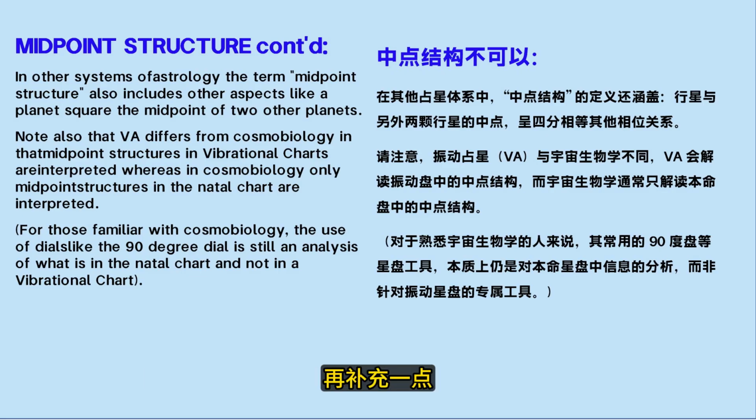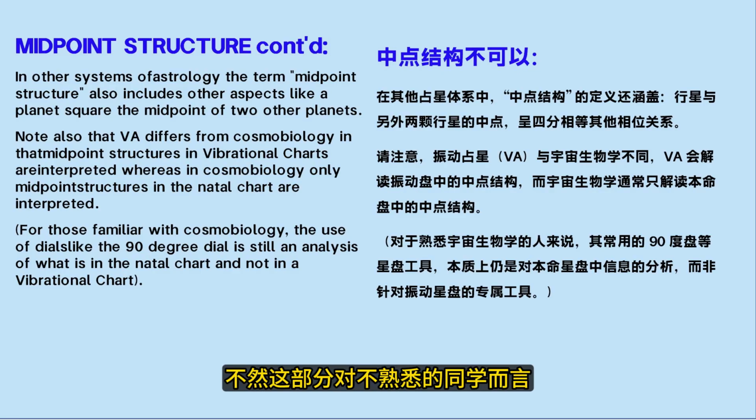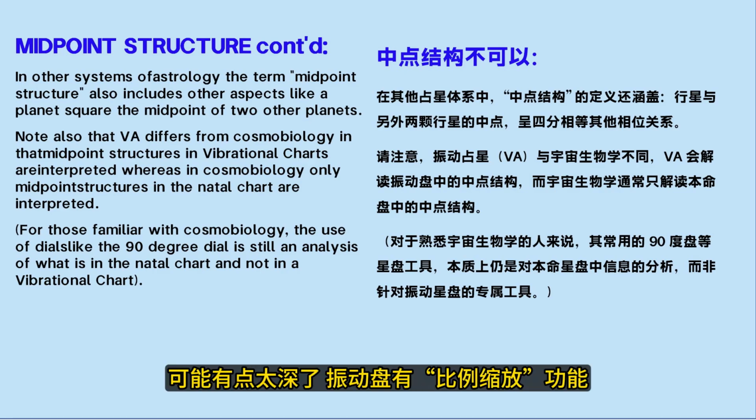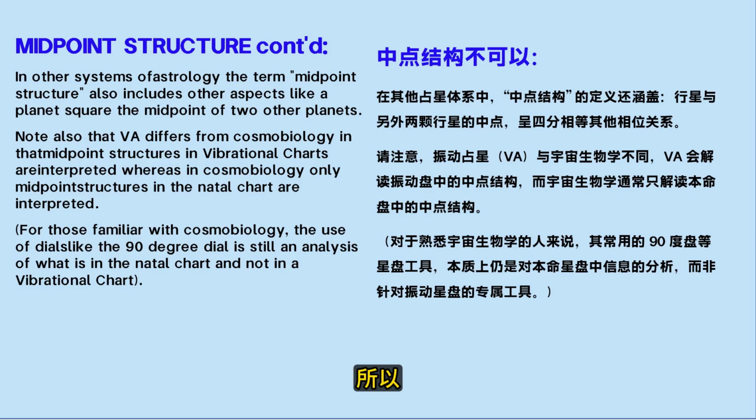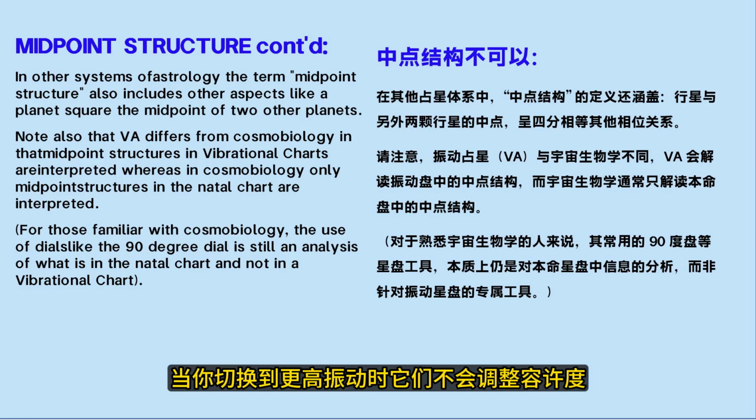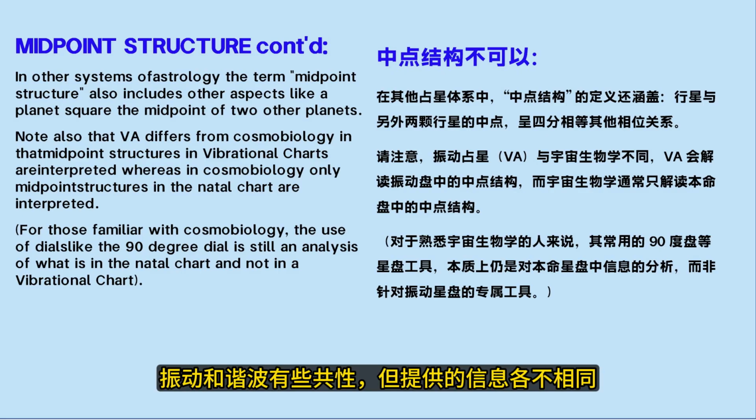Let me say one more thing about it. Just for people that are into cosmobiology, otherwise this maybe is a little bit advanced if you're not familiar with it: vibrational charts do what we call scaling. They adjust the orbs as you go up. So you can always use a 1.5 degree orb, and dials do not scale. They do not adjust the orb appropriately as you go to higher vibrations. And so they're not vibrational charts, and they don't give you the same information, even though there are some similarities.